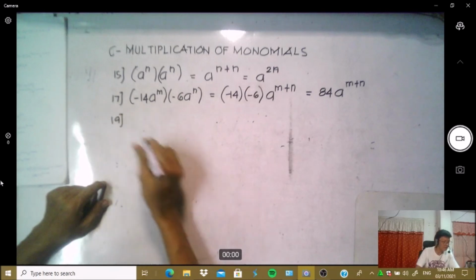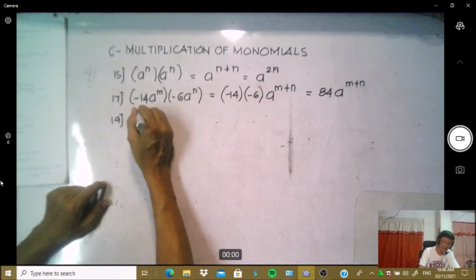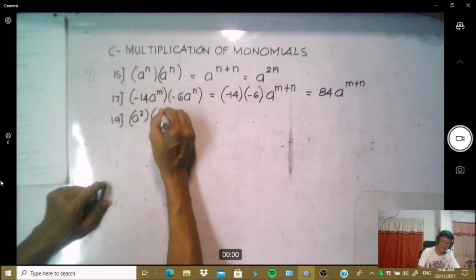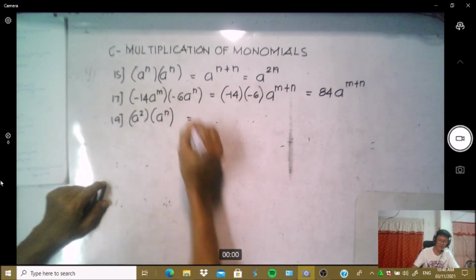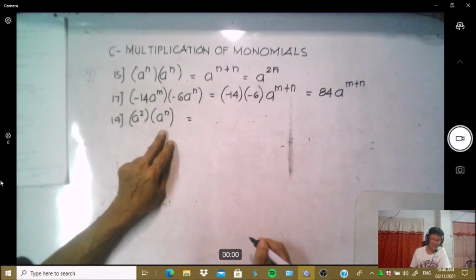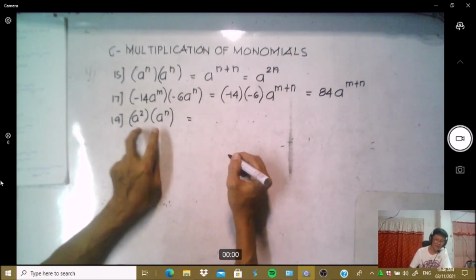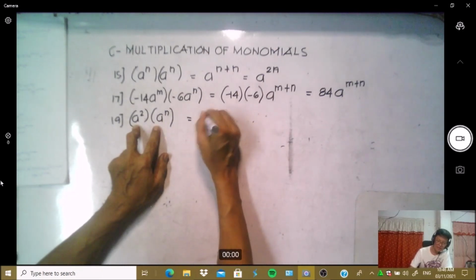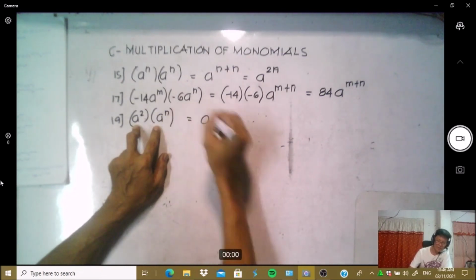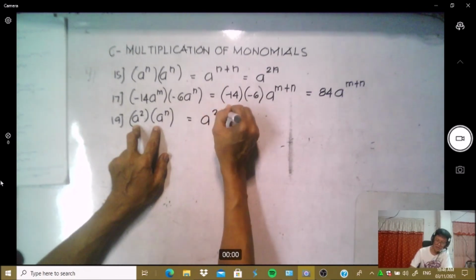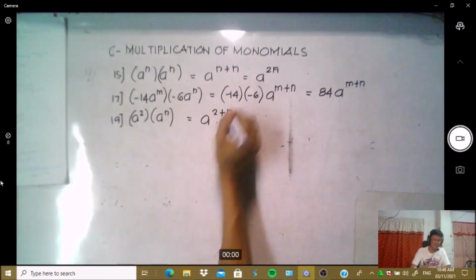Okay, for number 19, we have A squared, then A raised to N. So we have monomial with numeral coefficient, exponent and unknown exponent. But they have the same base. So let us just multiply A. So we have A, 1 times 1 is 1, A, then raised to 2 plus N. So this is now our answer.